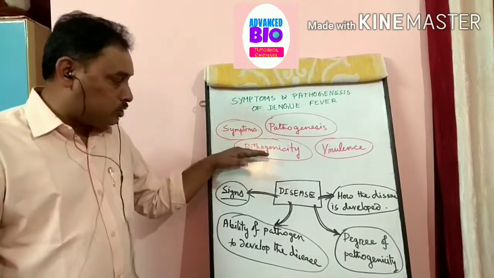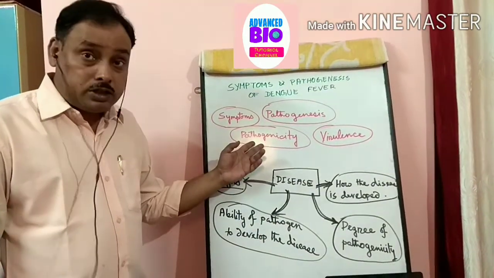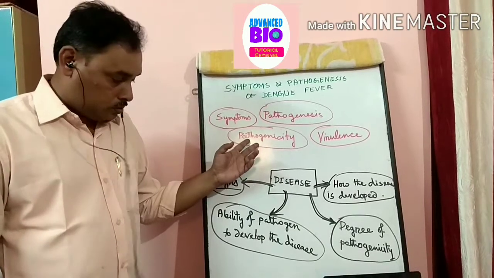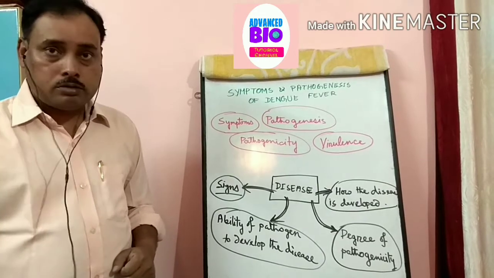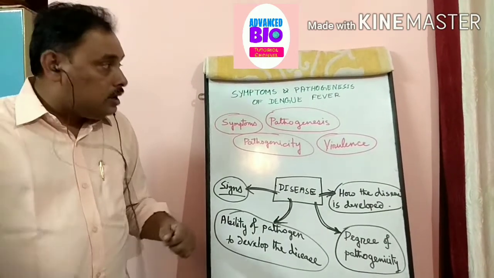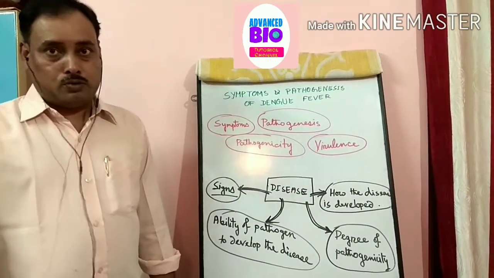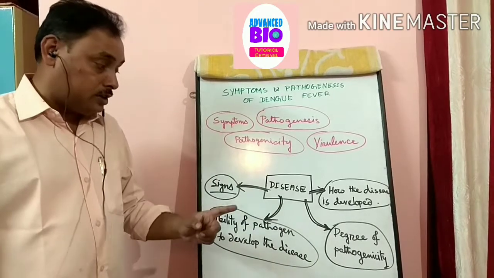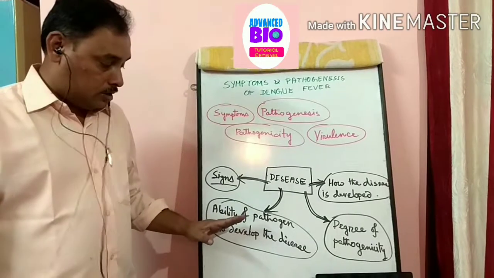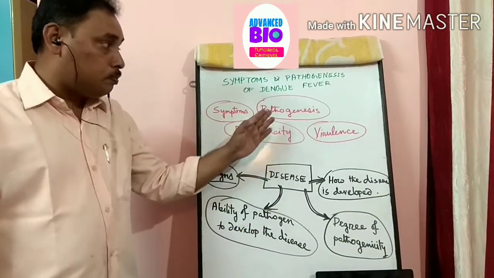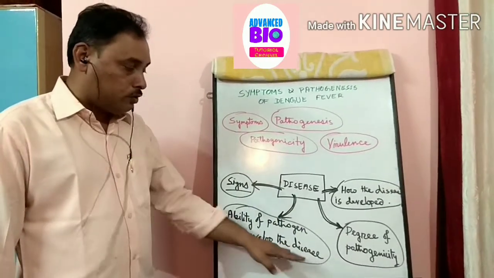Okay, now pathogenicity. The ability of pathogen. So pathogenicity is an ability of pathogen to develop the disease. Suppose the dengue virus has the ability to produce dengue fever. So the ability of dengue to develop this disease is known as the pathogenicity. So pathogenicity means the ability of pathogen to develop the disease.